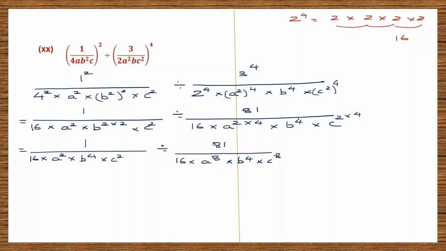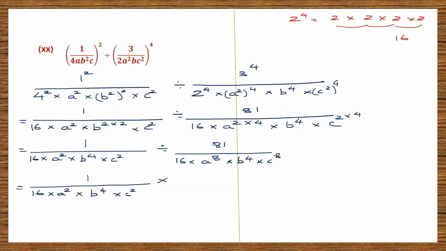So now we're going to change the division into multiplication. Okay, because we have to divide, this is the way to do it, by changing it to multiplication. So 1, the first part remains the same. 16 into a to the power of 2 into b to the power of 4 into c to the power of 2 will remain the same.